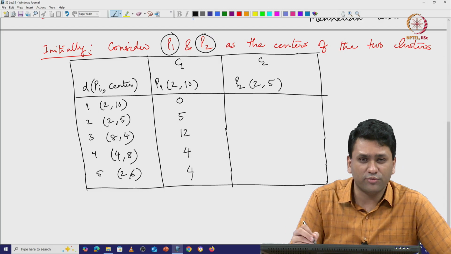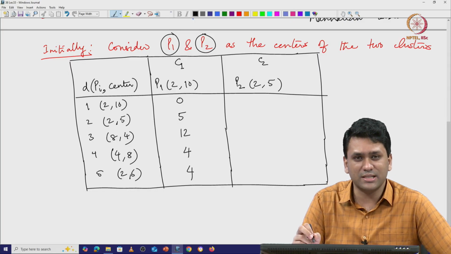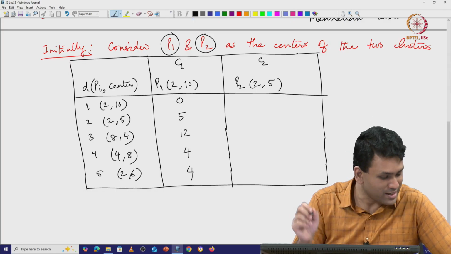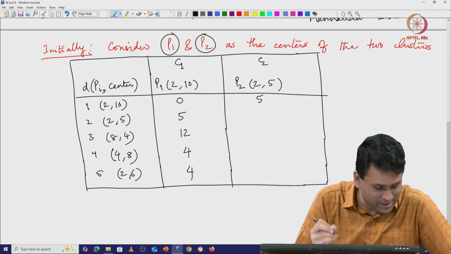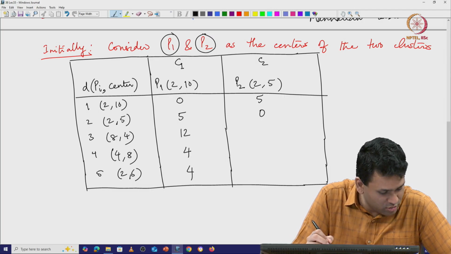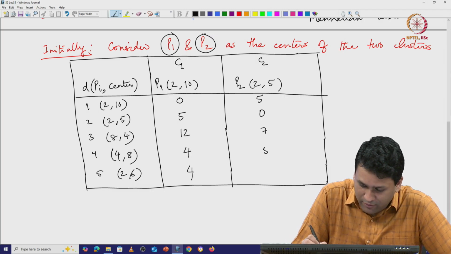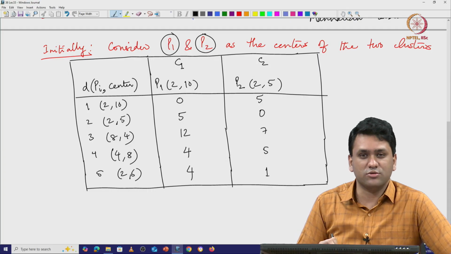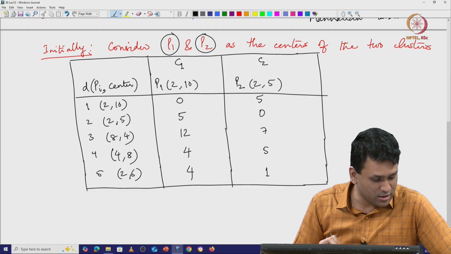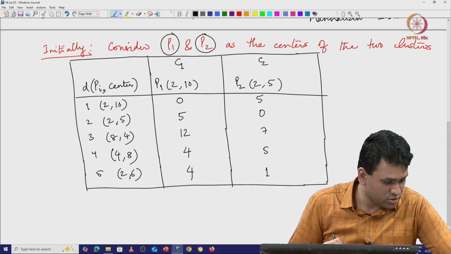I encourage you to fill up the table considering C2 as the cluster center, and you will then be able to see that these are 5, 0, 7 and 5 and 1, right. So, these are the distances you will get. You should work them out together.